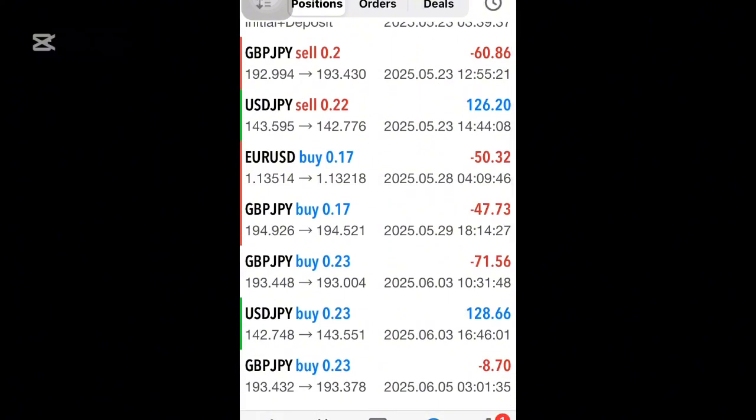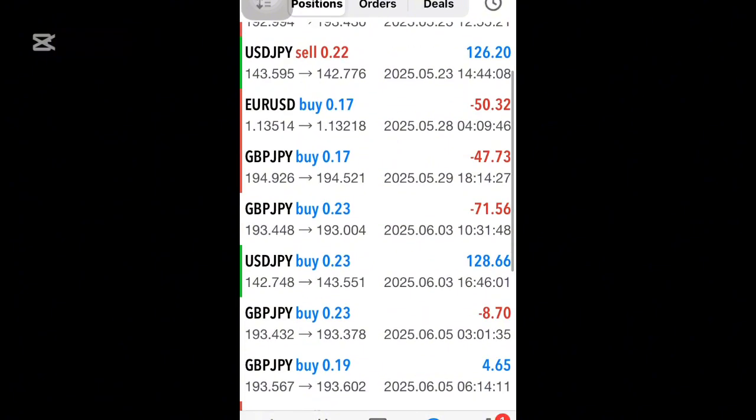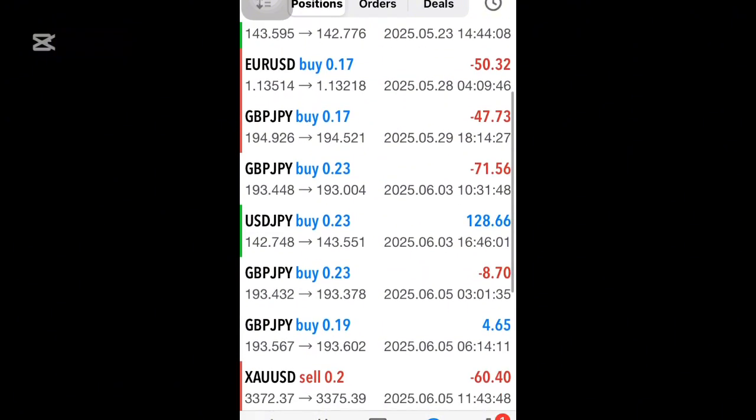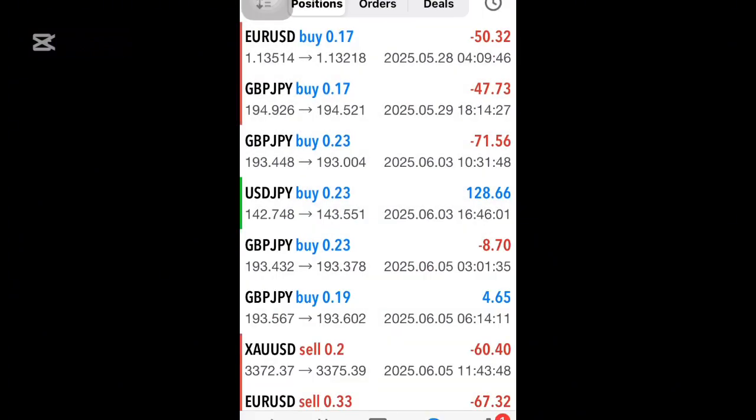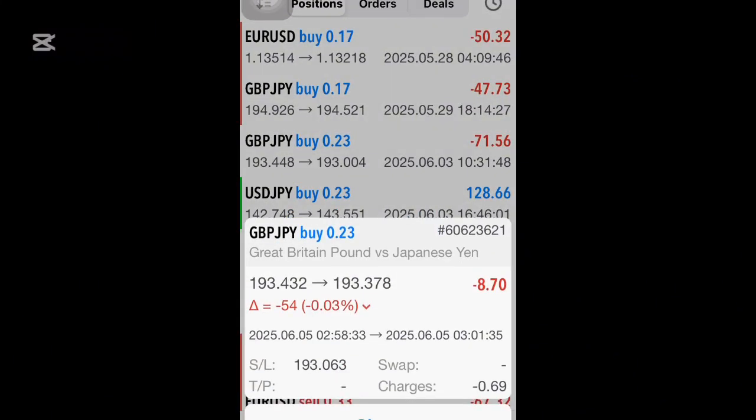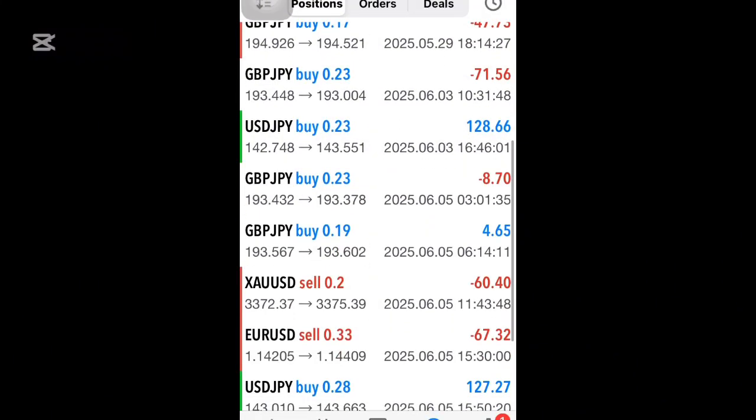Euro, I showed you the Euro USD also loss. I showed you the GBP JPY loss. I showed you the GBP JPY another loss, and the USD JPY again we have a take profit. We have our take profit hit. So this GBP JPY on the buy here, we are not using this because I closed out and I told you this two, I'm not in for this two, so it's not part of it.